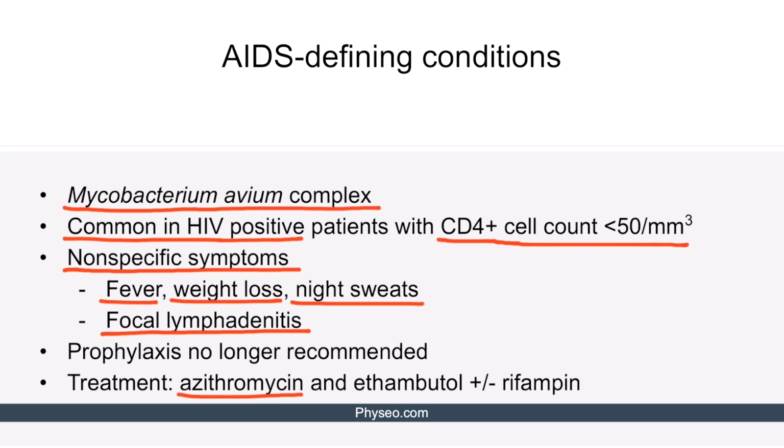Although azithromycin used to be administered for MAC prophylaxis to patients with CD4 counts less than 50, this is no longer recommended because a MAC infection is rare. However, if you're treating an infection, then azithromycin and ethambutol can be used, and you can potentially add rifampin.